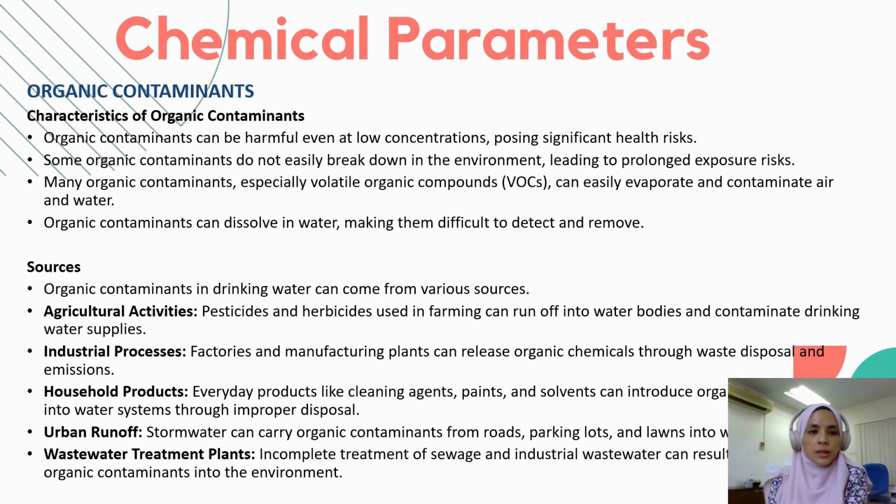So the source of organic contaminants in drinking water can come from various sources, including agricultural activities, industrial processes, household products, urban runoff, and wastewater treatment plants. For agricultural activities, as for example, pesticides and herbicides used in farming can run off into water bodies and contaminate the drinking water supply. While industrial processes, the factories and manufacturing plants can release organic chemicals through waste disposal and emissions.